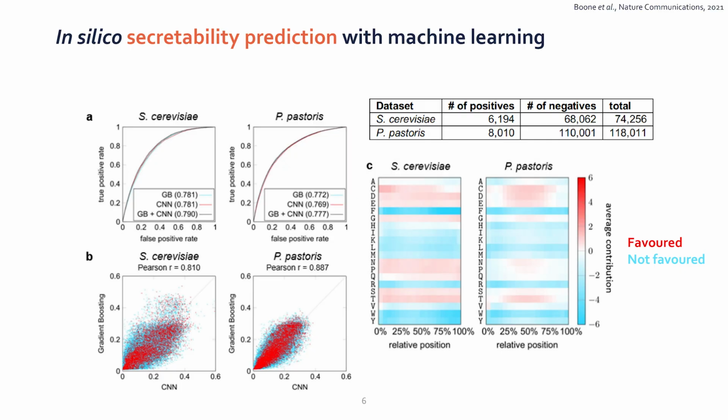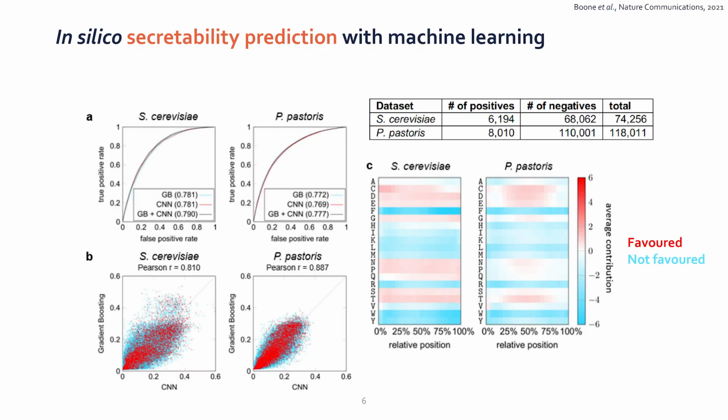Of course, we finally had this first very big data set of secretability, and we decided to try machine learning to find some features. So we used two techniques. We used both gradient boosting and convolutional neural networks. And then the upper graph on the left is a plot that measures the accuracy of your model. Ideally, you would see this graph go straight up, and then straight to the right, and then you would have a perfect model. But in our case, it was already quite good. We could reach an area under the curve of about 0.78.